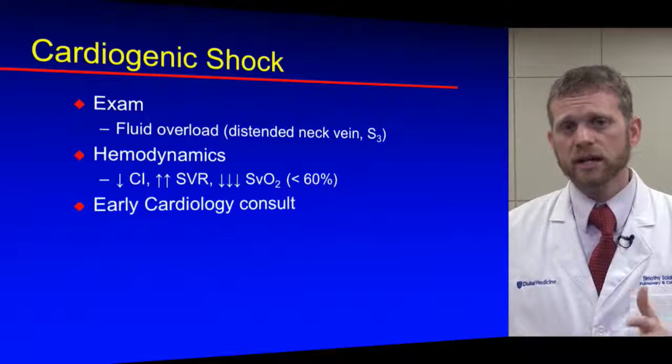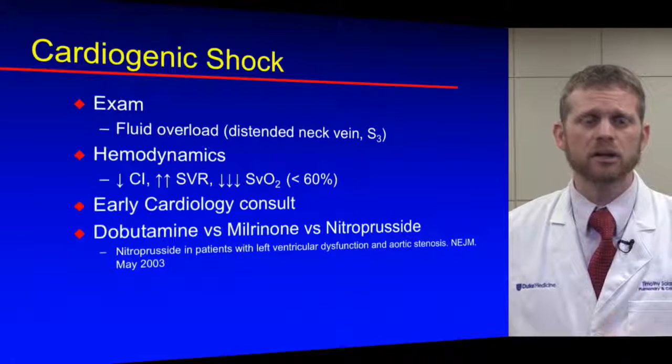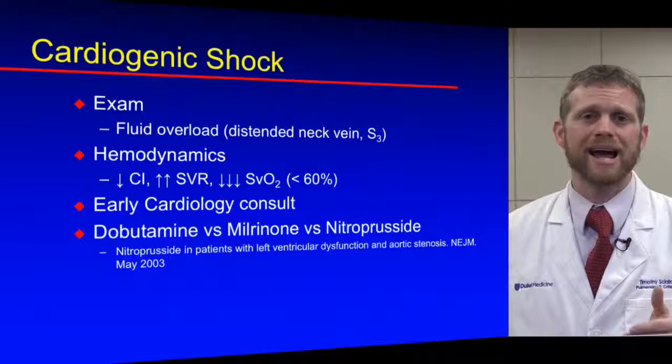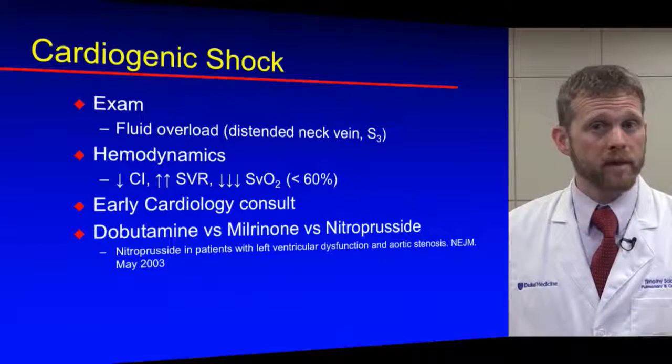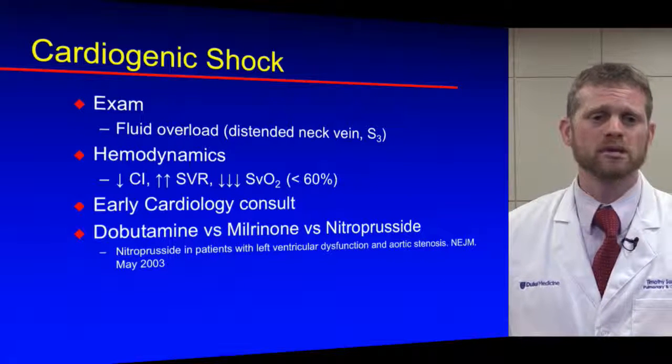For patients with cardiogenic shock in the ICU, you should think about getting an urgent or a very quick cardiology consult, because you're going to want to know what we are going to do for these patients as far as inotropy. Are we going to give them norepinephrine? Are we going to start them on dobutamine combined with that? Is milrinone a better choice?